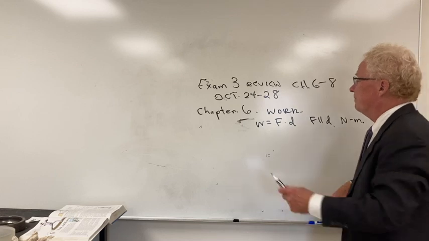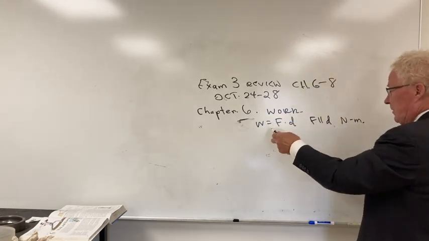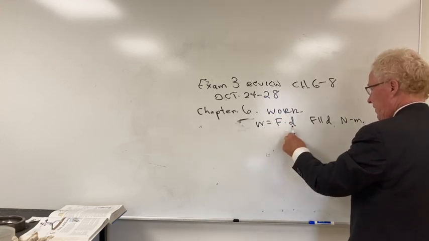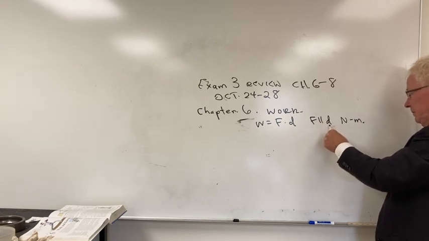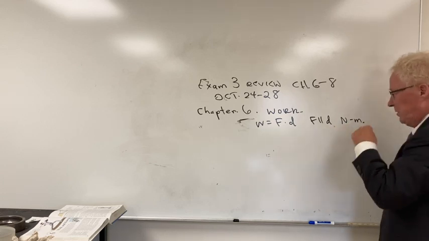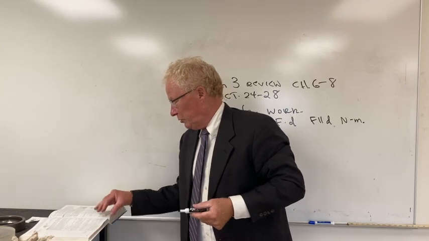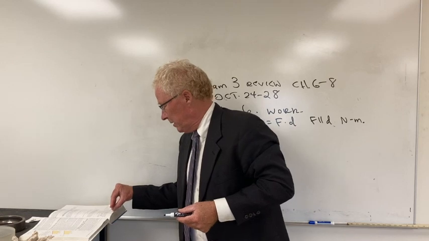For chapter 6, which starts off with section 1, we have work, which is defined as force times distance. It is a maximum if F and D are parallel, so moving in the same direction. Units of work are Newton meters, and we'll introduce the units of joules. So that's the case there.